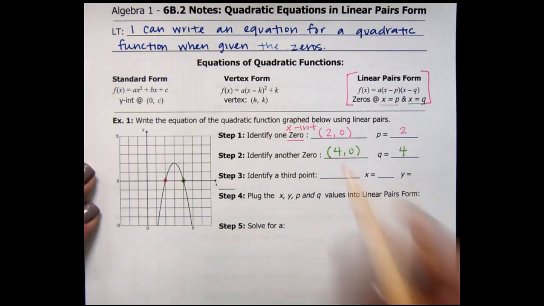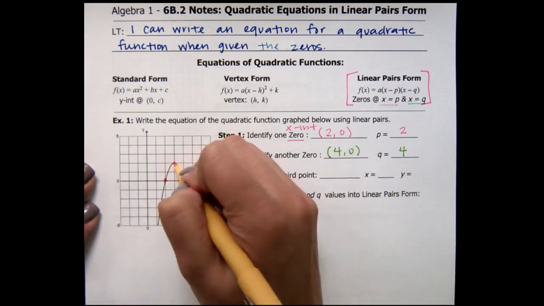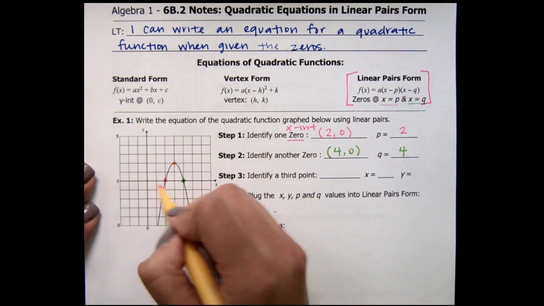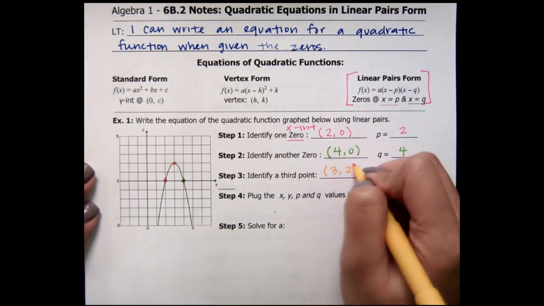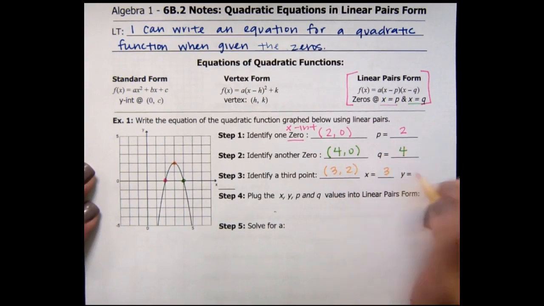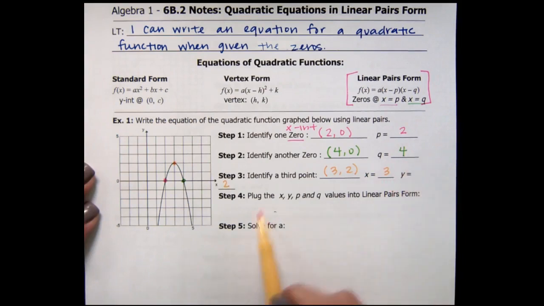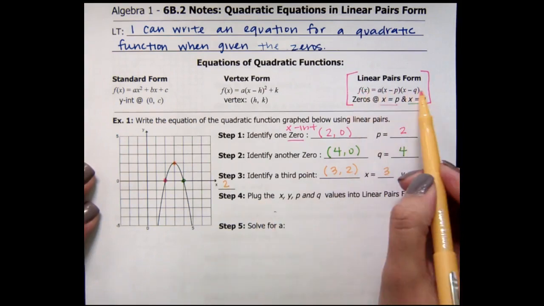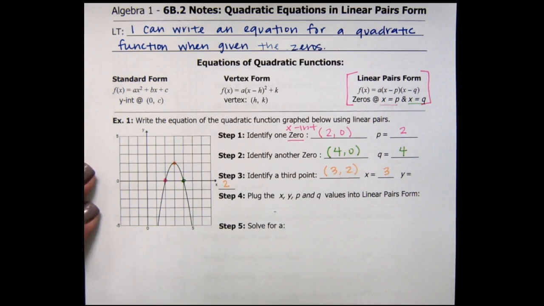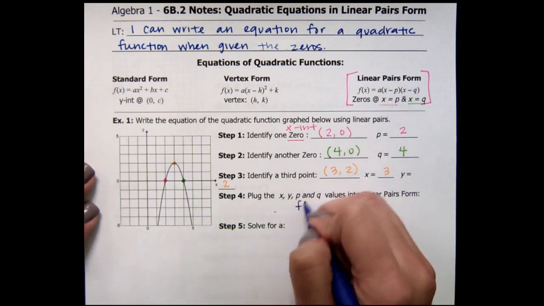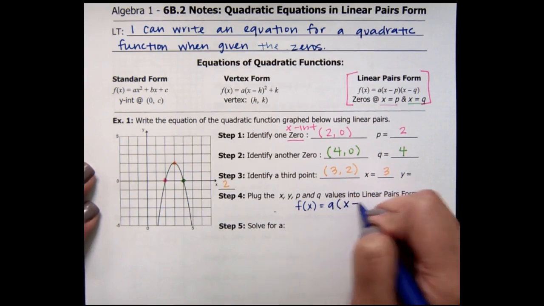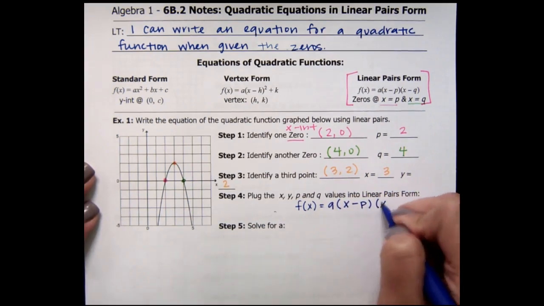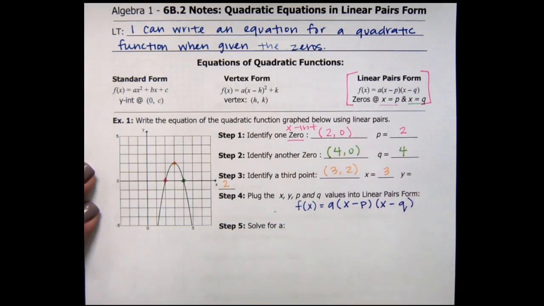And then step 3 is identify a third point. I'm going to go with the vertex here. So my vertex is at 1, 2, 3, so 3, 2. x is 3, y is 2. So once we have those key pieces of information, we're going to plug everything back into this linear pairs form. f of x equals a times x minus p times x minus q.